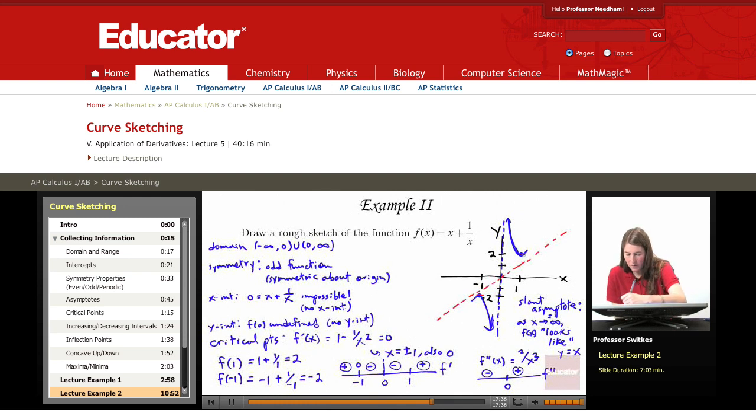And so when I draw this graph, I'm going to make this portion over here and this portion back here head towards the slant asymptote. And if you do have a graphing calculator, try graphing this function and you'll see that our picture here is very good. So that concludes this example.